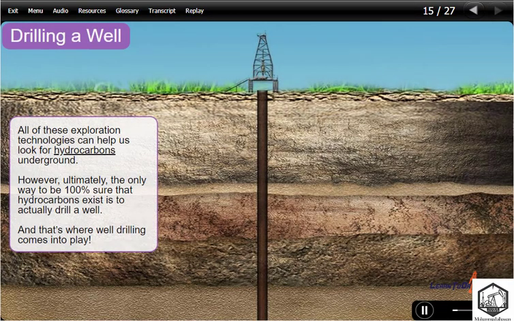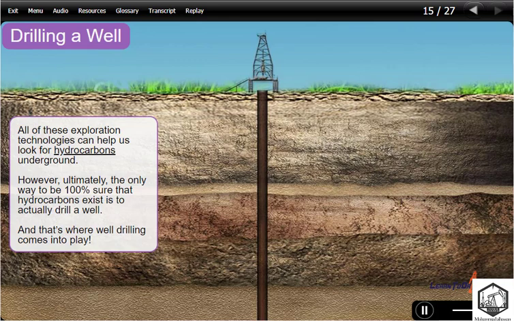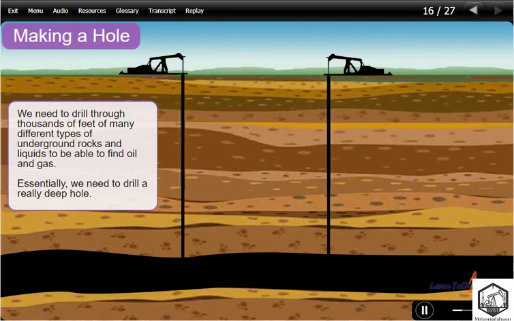All of these exploration technologies can help us look for hydrocarbons underground. However, ultimately, the only way to be 100% sure that hydrocarbons exist is to actually drill a well, and that's where well drilling comes into play. We need to drill through thousands of feet of many different types of underground rocks and liquids to be able to find oil and gas. Essentially, we need to drill a really deep hole.